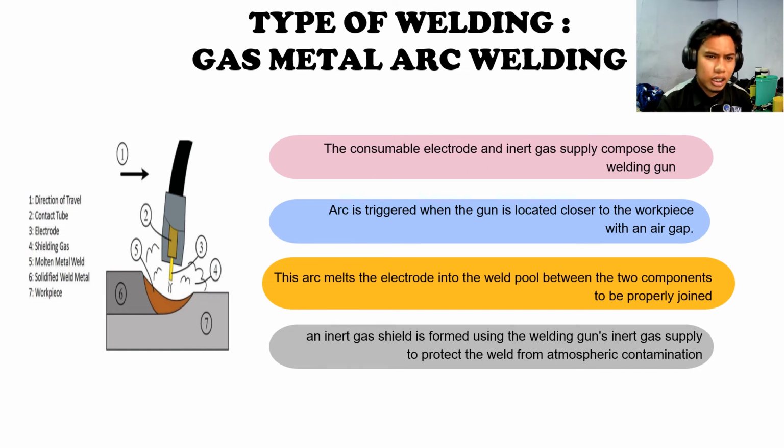The next type is gas metal arc welding, also known as metal inert gas welding. The consumable electrode and inert gas supply compose the welding gun. An arc is triggered when the gun is located close to the workpiece with an air gap. This arc melts the electrode into the weld pool between the two components to be properly joined. An inert gas shield is formed using the welding gun's inert gas supply to protect the weld from atmospheric contamination.